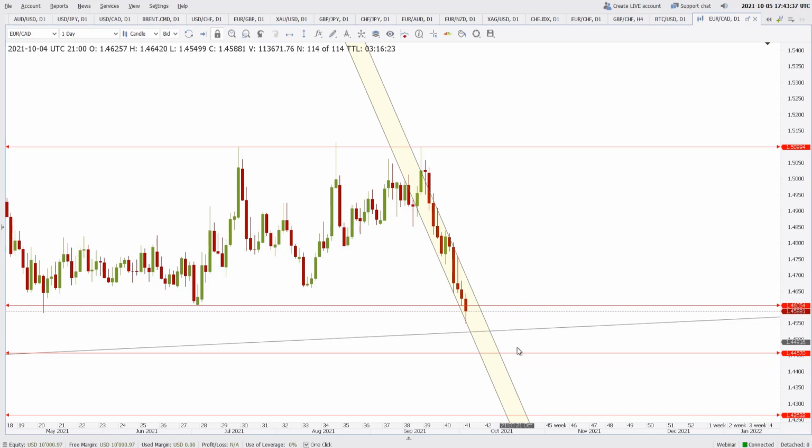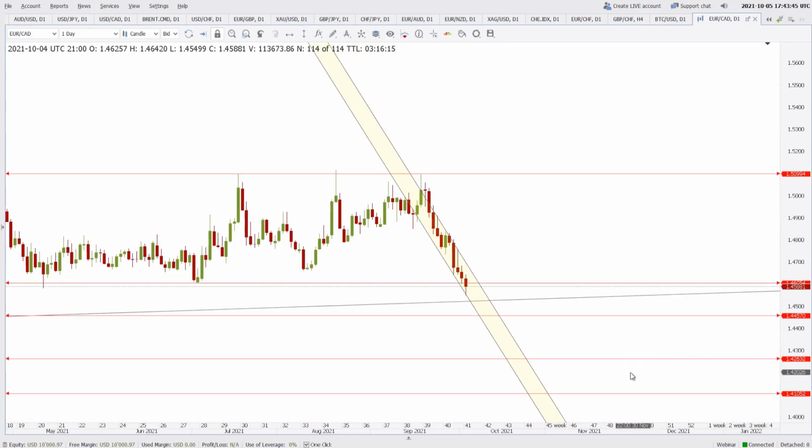Now the fresh resistance is 1.4605 and we are going to target 1.4457, and thereafter 1.4263, and thereafter the 1.4105 region in this market. So that's all guys for today, and in the end I hope you got some idea about the supports and resistance levels that are of interest in the coming hours and days.